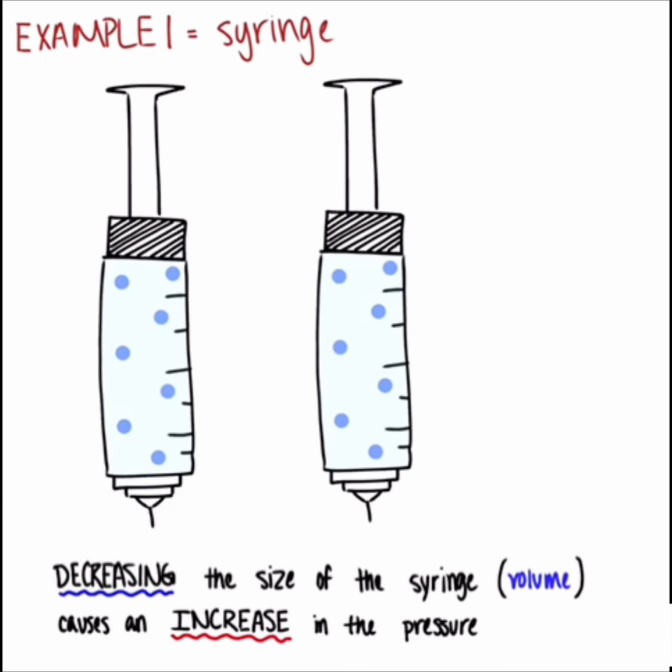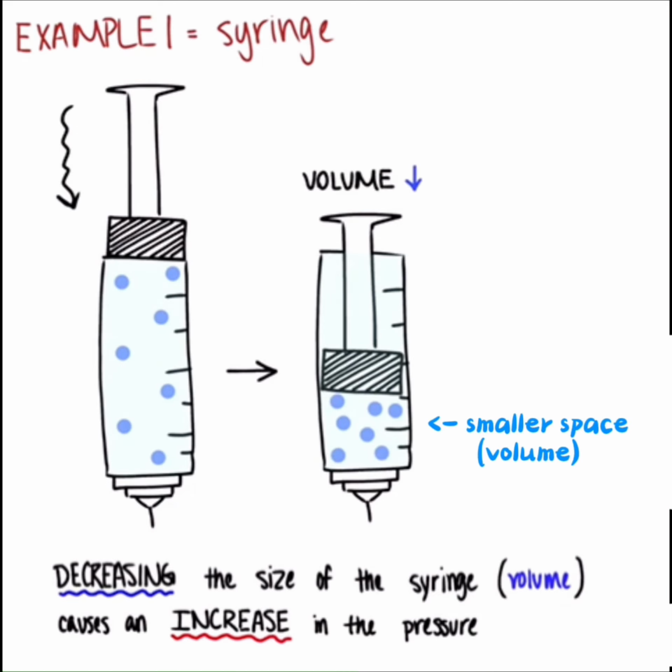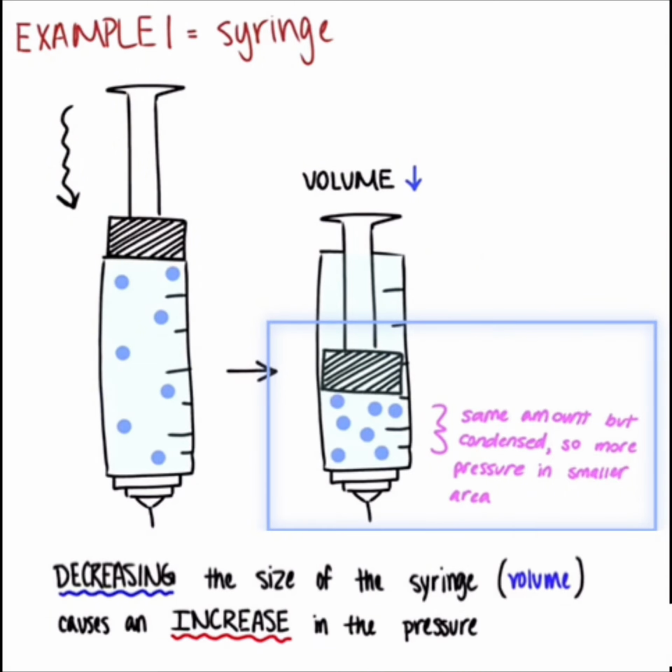The first example uses a syringe. When the top part of the syringe, known as the plunger, is pushed inward, the volume inside the barrel decreases. This means the contents, like gas, are compressed into a smaller space, increasing the pressure inside the syringe.